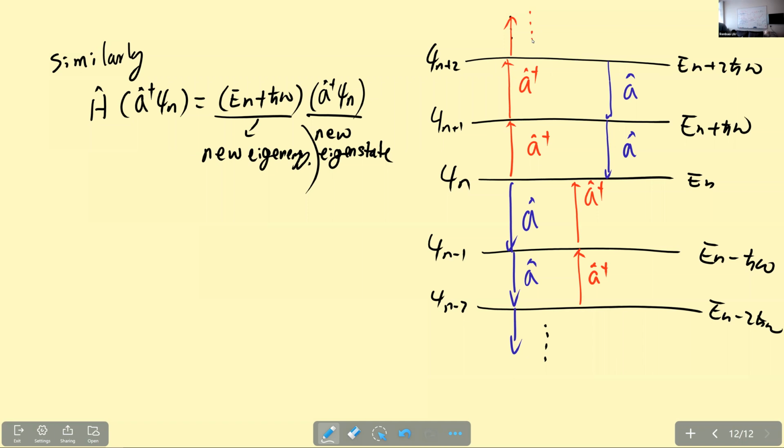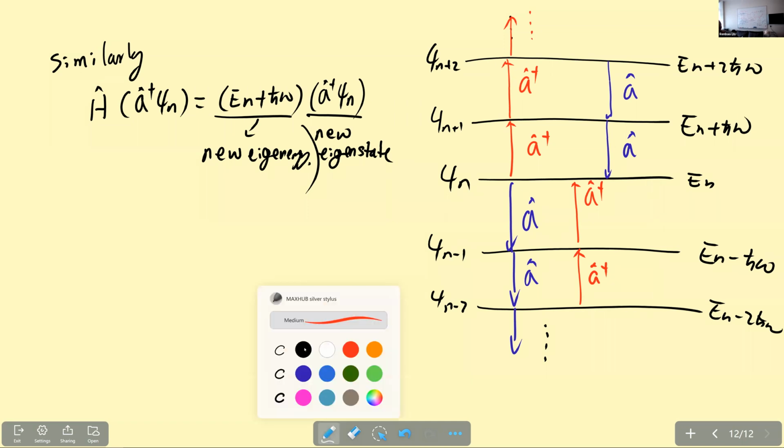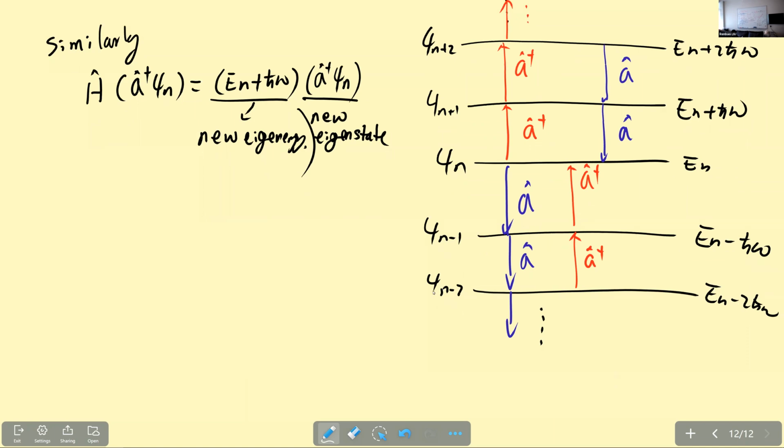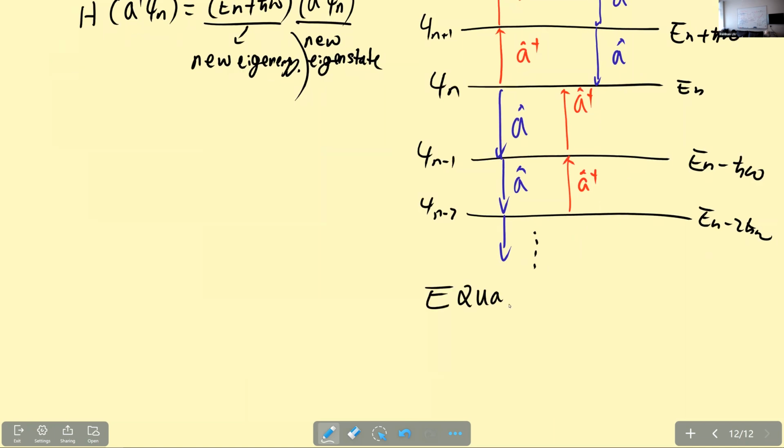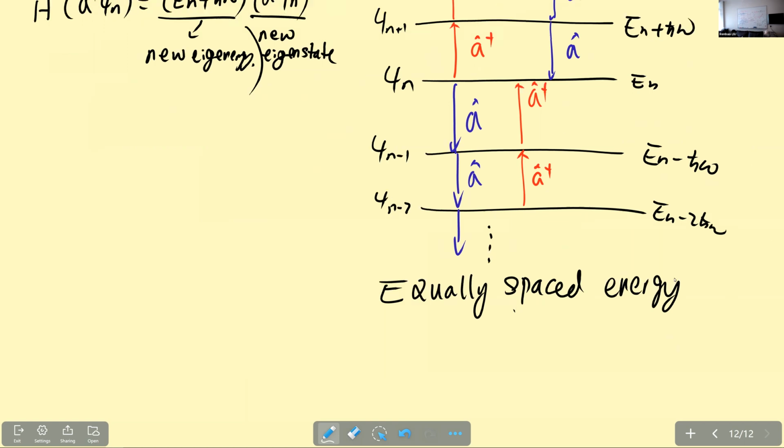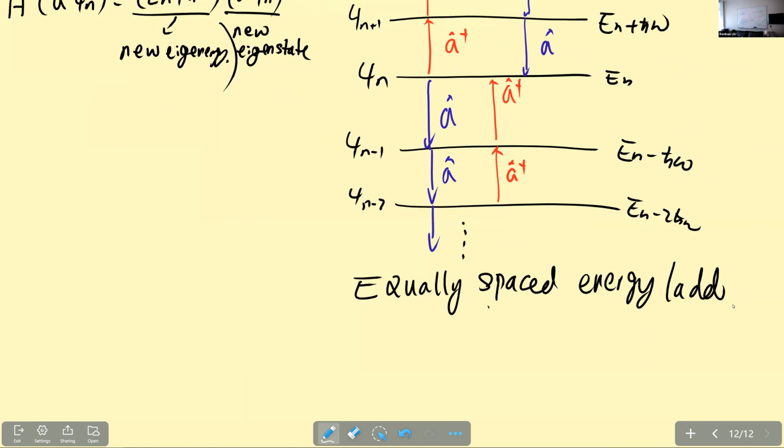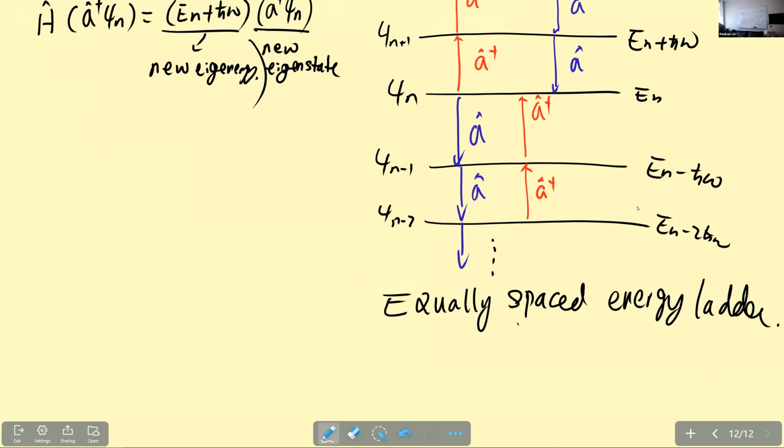So this forms the equally spaced energy ladder, right? Okay. So that's why we call these ladder operators.